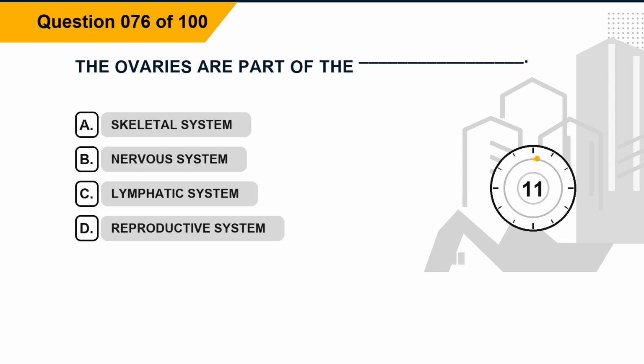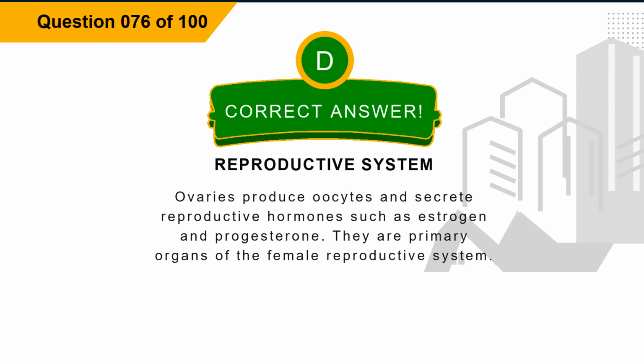Question 76. The ovaries are part of the blank. Option A, skeletal system. Option B, nervous system. Option C, lymphatic system. Option D, reproductive system. The correct answer is option D, reproductive system. Explanation. Ovaries produce oocytes and secrete reproductive hormones such as estrogen and progesterone. They are primary organs of the female reproductive system.